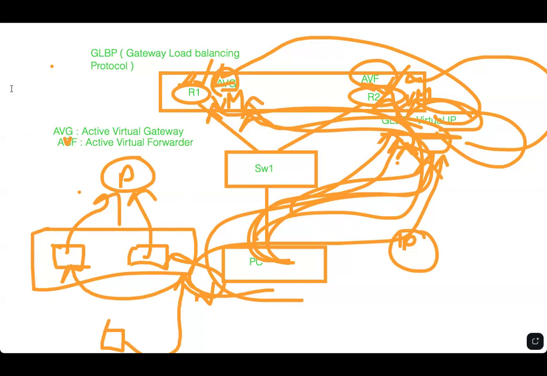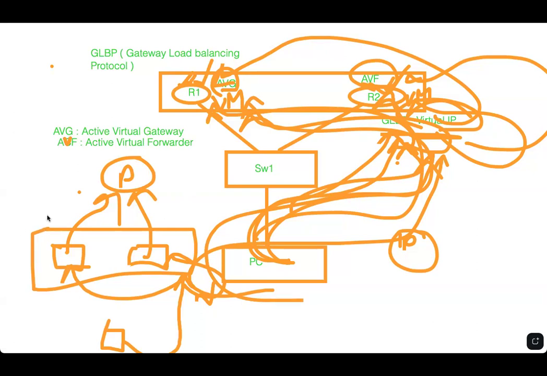There are different types of load balancing here. We can do round robin load balancing, or we can do weighted round robin, or host dependent round robin. So let's discuss what kind of load balancing methods can be achieved.